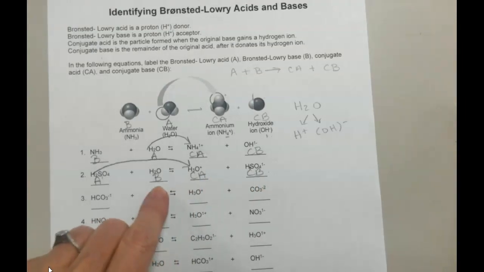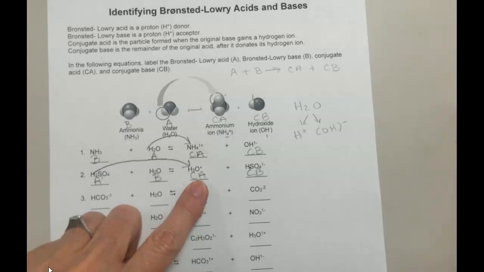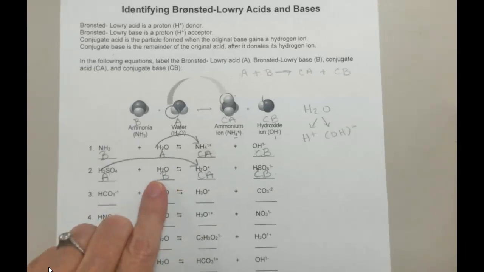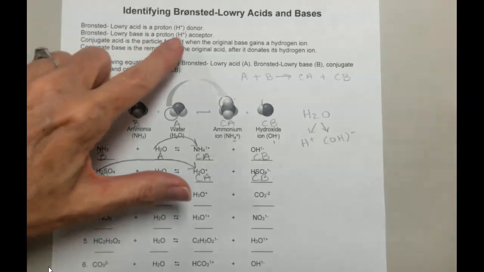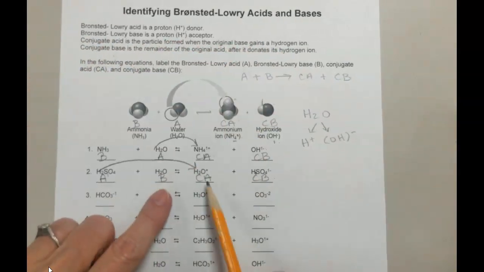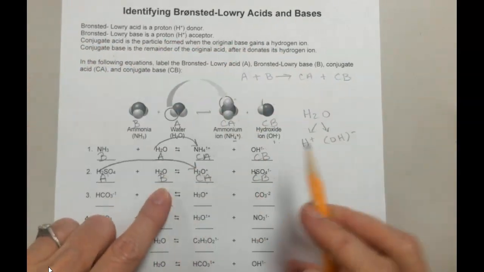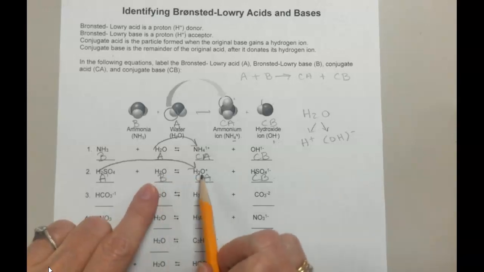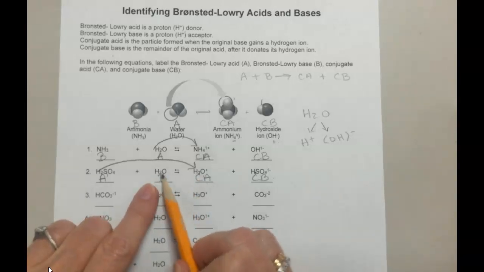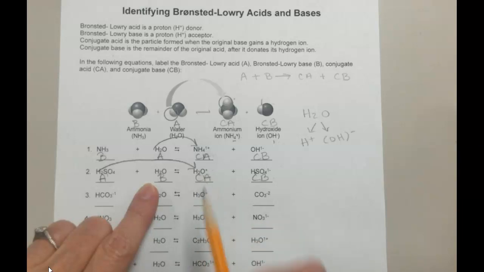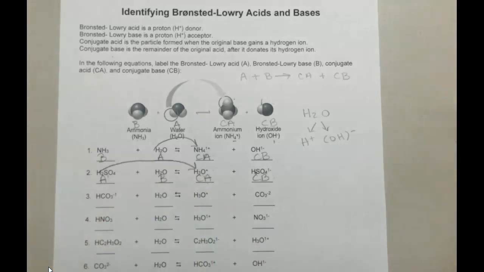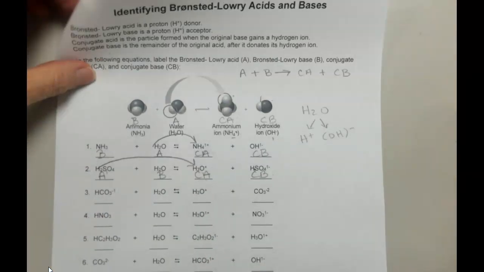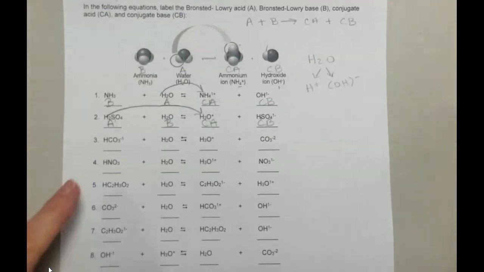And that would make sense because water gained a hydrogen on the other side, right? Let's look at that. Conjugate acid, particle formed when the original base gains a hydrogen. See that? He gained a hydrogen. Because if I give another hydrogen to water, it's now H3O and has a +1 charge because he gained a positive charge.